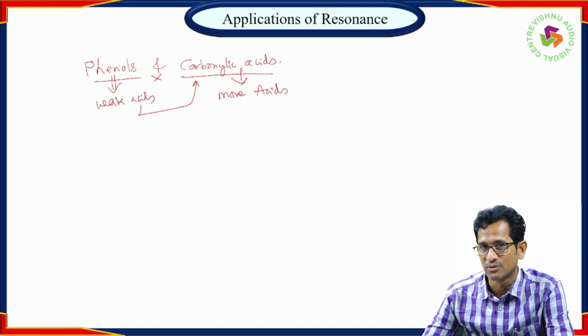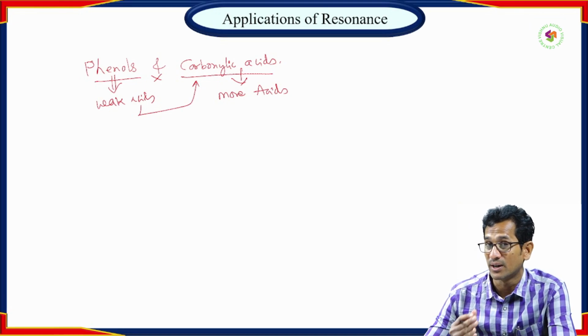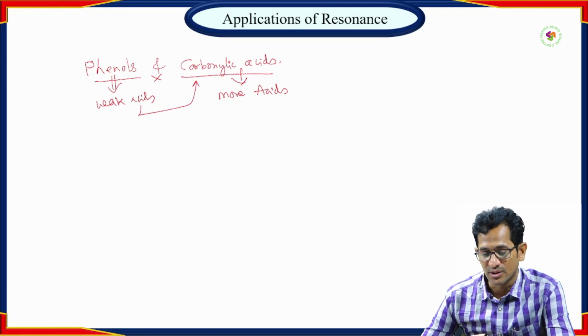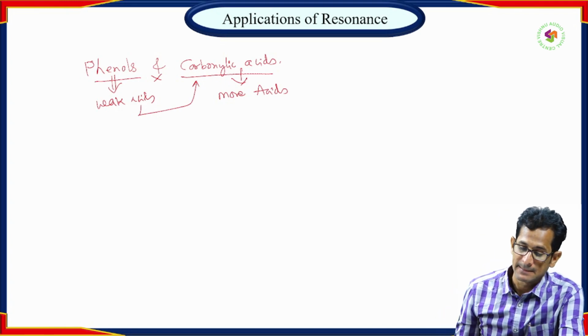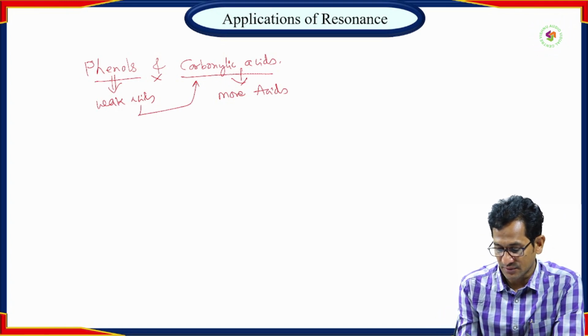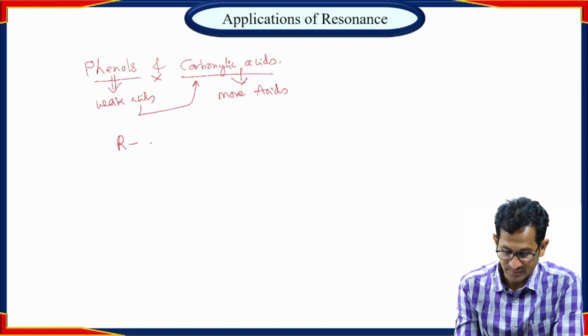What is the justification for that? How will you prove it? What is the evidence? We have already seen the resonating structures of the phenol, or the phenoxide ion, right? Now we will discuss the resonating structures of the carboxylic acids.